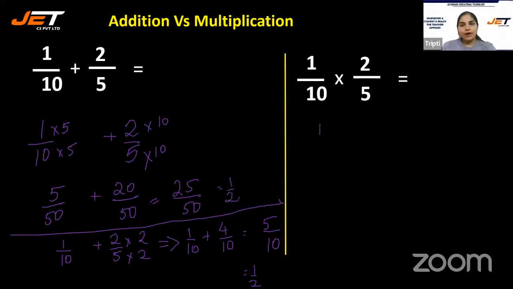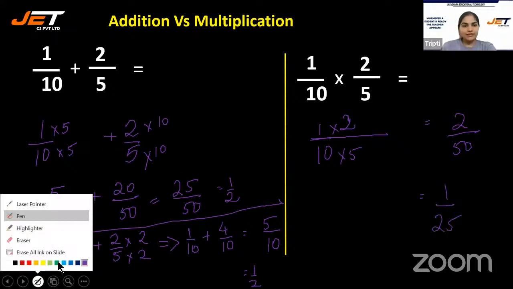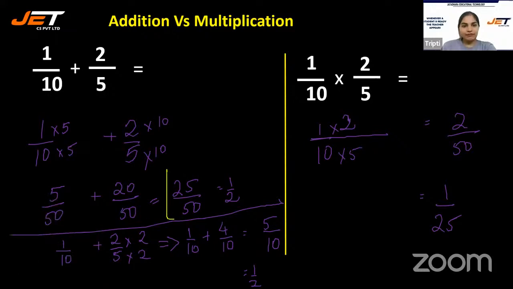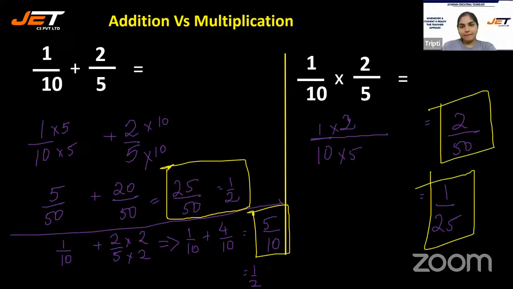And this side, 1 times 2 and 10 times 5, that is 2 by 50, which is 1 by 25. So here I'll just highlight the answer. Here the answer is 25 by 50 or 1 by 2 you can say. Or you can also say it's 5 by 10 because I multiplied only one fraction. I made the denominator as 10. And here the answer is 2 by 50 or you can say 1 by 25. These are the answers.